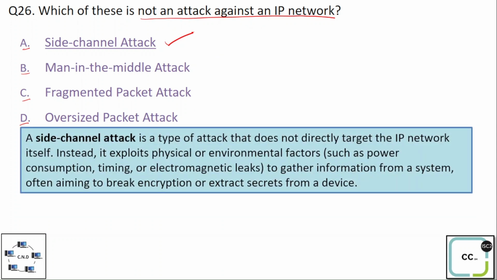So what is a side channel attack? A side channel attack is a type of attack that does not directly target the IP network itself. Instead, it exploits physical or environmental factors such as power consumption, timing, or electromagnetic leaks to gather information from a system, often aiming to break encryption or extract secrets from a device.